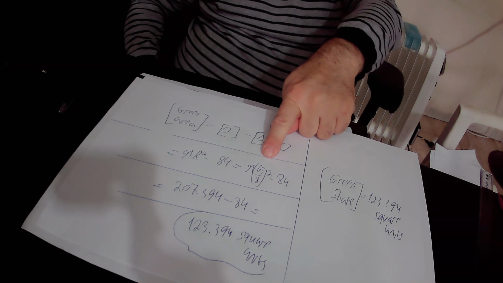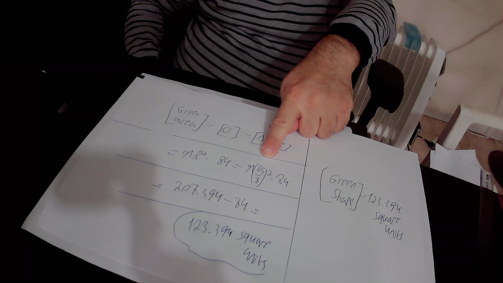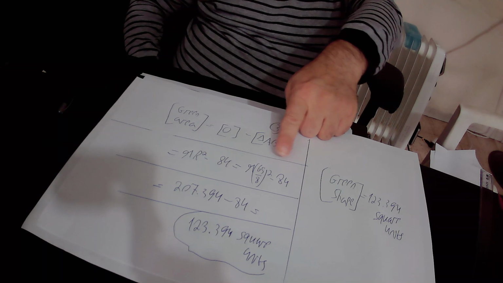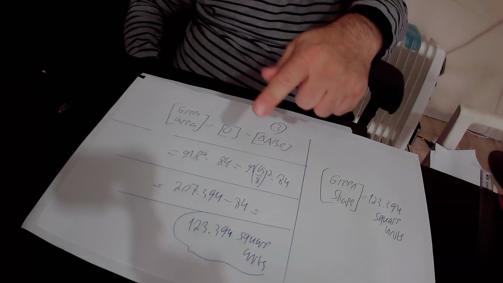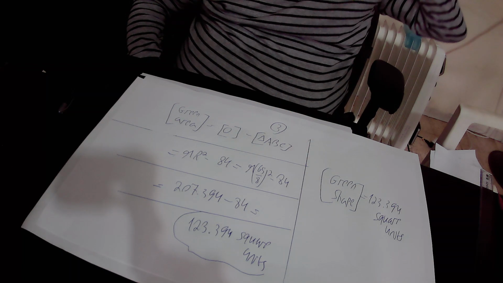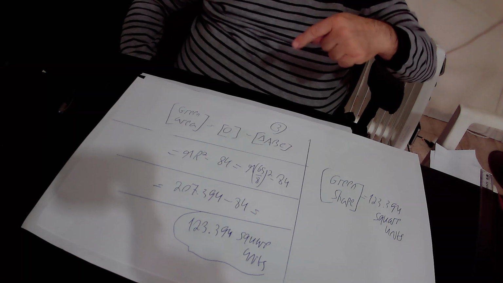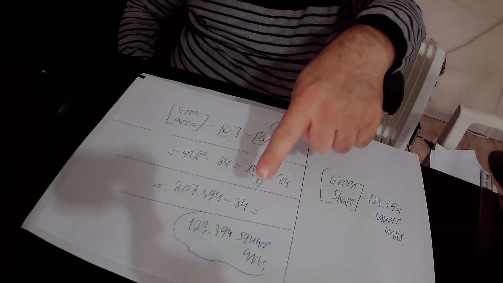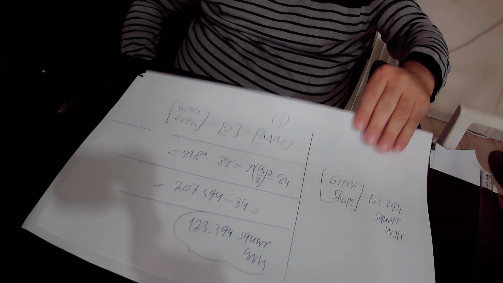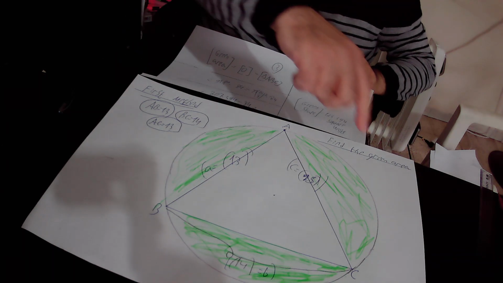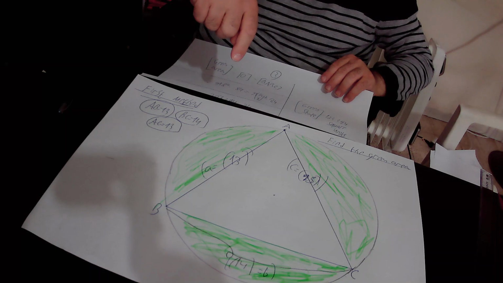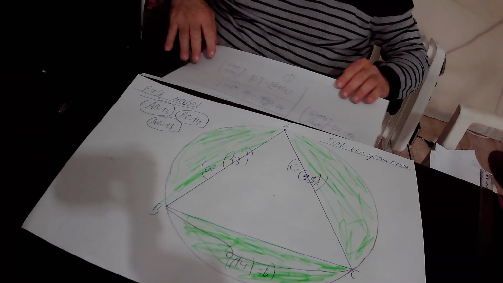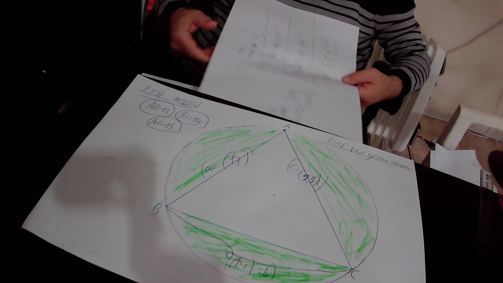So this expression in total equals 207.394 square units, minus the area of triangle ABC, that is 84 square units. 207.394 minus 84 equals 123.394 square units. Therefore, we found out that the area of this green shape equals 123.39 square units. We finished with the first method.